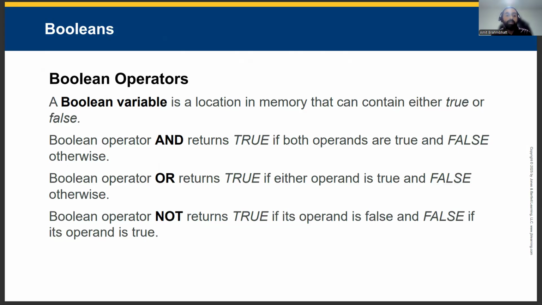Not flips a value, returning true when the operand is false and false when it's true. These operators form the backbone of conditional logic, enabling algorithms to make decisions, check conditions, and evaluate expressions. Understanding Boolean logic is crucial because it appears everywhere in programming, from loops, tests, to filtering data, to implementing complex conditions.